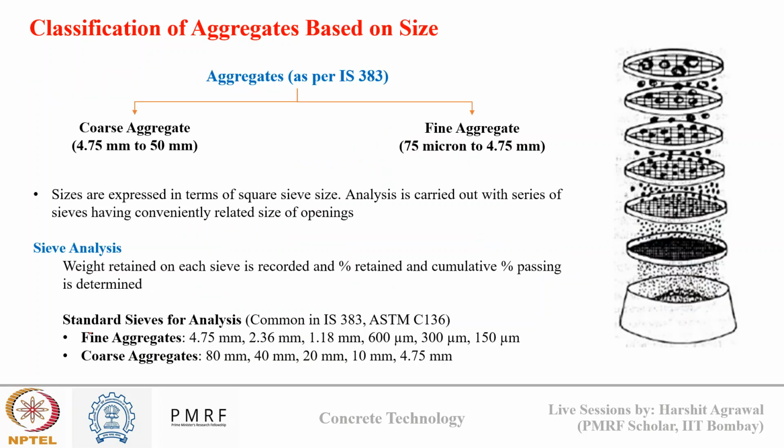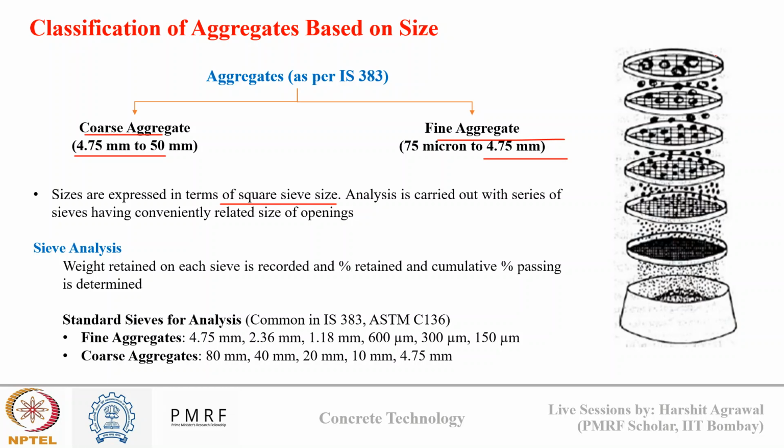So now in this classification based on size, we saw there is coarse aggregate and fine aggregates which are distinguished based on the representation of size. Okay, so how do we measure the size? We told coarse aggregate is coarser than 4.75 mm and fine aggregate is of size lower than 4.75 mm. So how are we measuring the size of a single aggregate? We measure this size in terms of square sieve size.